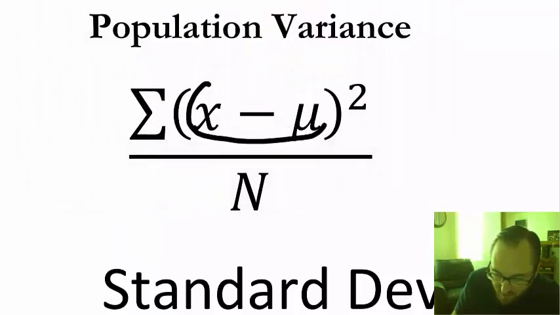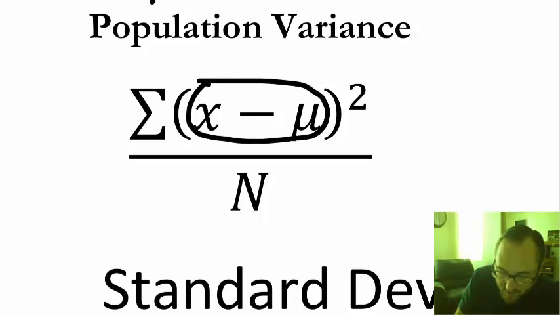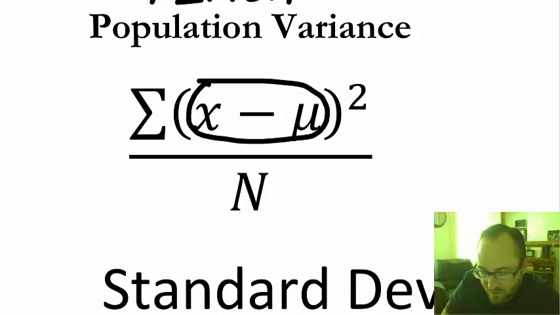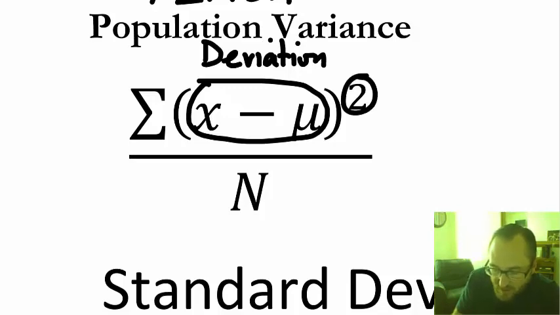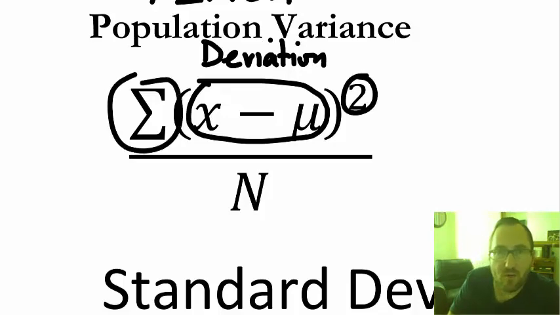Inside the parentheses first, if you know PEMDAS, that's basically parentheses, exponents, multiplication and division left to right, then addition and subtraction left to right. So parentheses first, we want to do this first, and of course the deviation. Figure out that distance from the mean. Then we're going to raise that to the second power. Then we're going to add those all up. So for each individual data point, how far is each one of those data points from the mean, and then raise it to the second power.